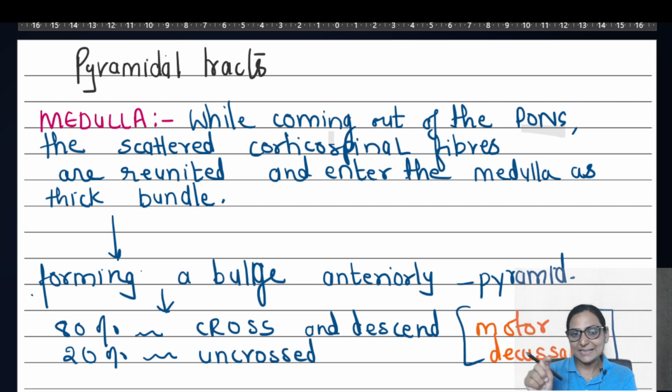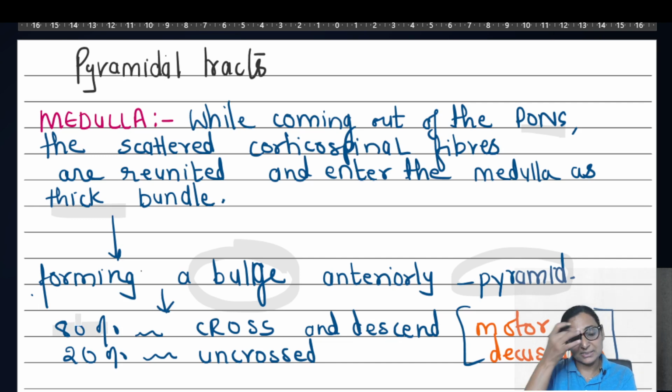Earlier they were scattered in the pons. Now once they come into the medulla, they are again reunited in the form of thick bundles. These bundles will form a bulge anteriorly, which is called a pyramid. And because they form a pyramid, this tract is called the pyramidal tract. This is also an MCQ: the descending corticospinal tract forms a bulge which we call the pyramid, in the medulla. That is why it is called the pyramidal tract.